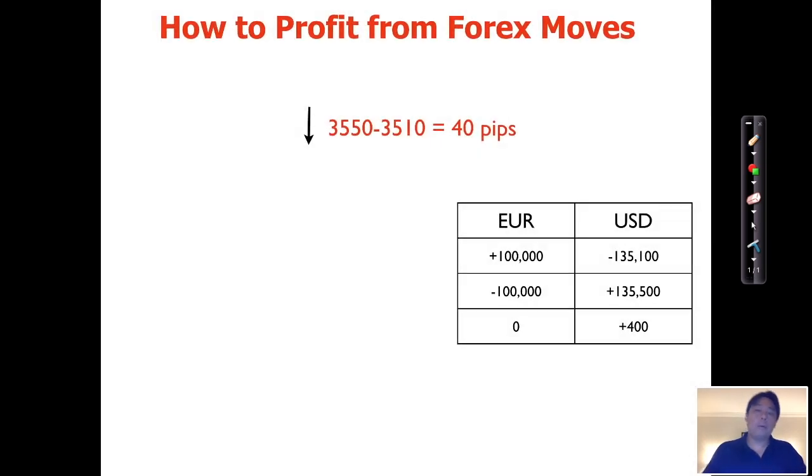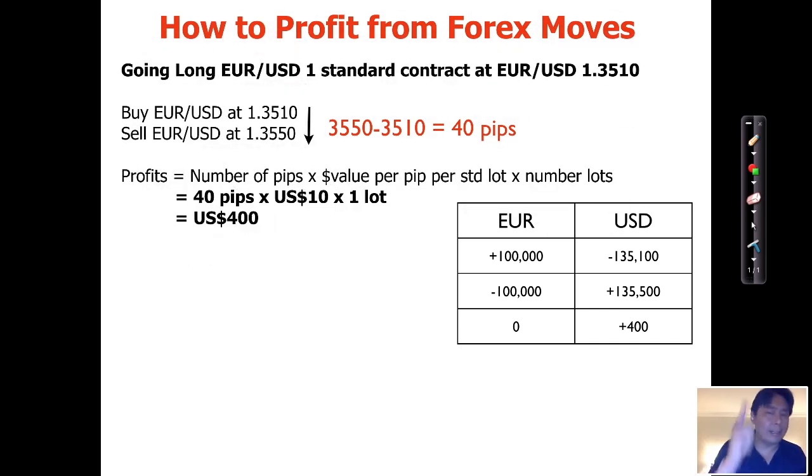Okay, so let me explain the same thing in a linear form. Some people like to think linear. So again, I go long on Euro USD, one standard lot at 3510. I buy Euro USD at 3510 and I sell Euro USD at 3550. So the difference is 40 pips. Again, the profit is the number of pips times the dollar value per pip times the number of lots. So we've got 40 pips times 10 bucks times one lot, that's $400.